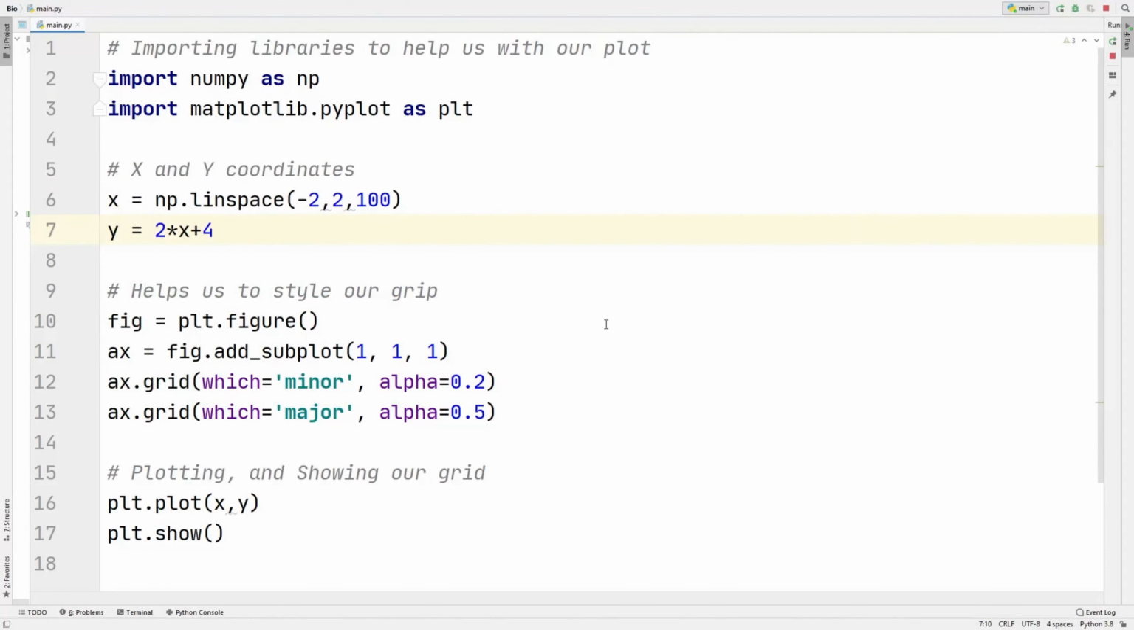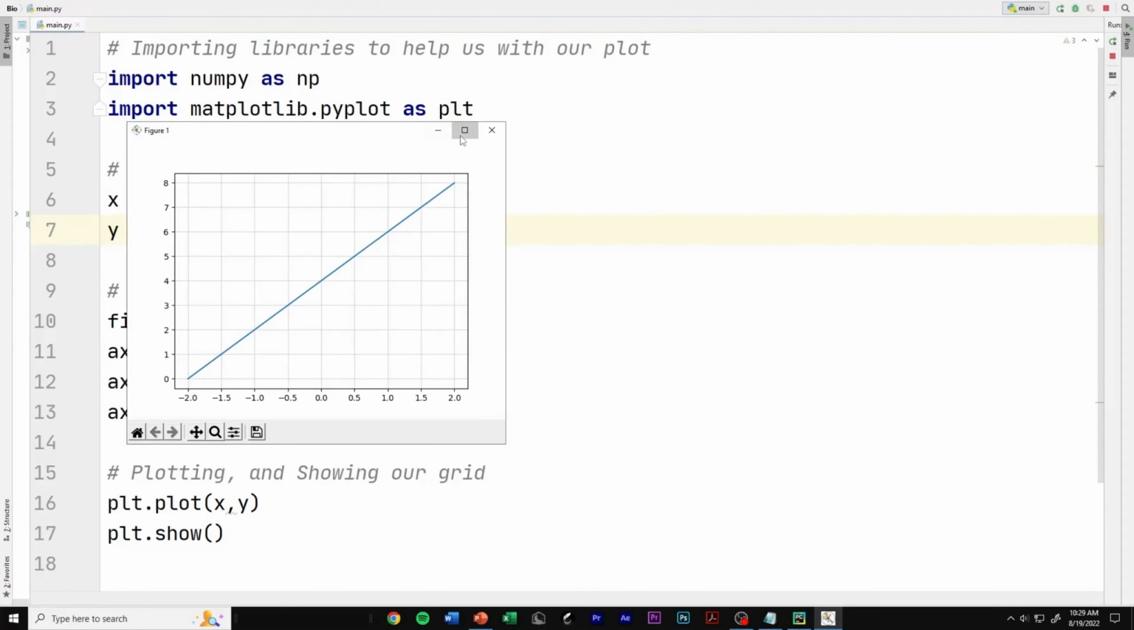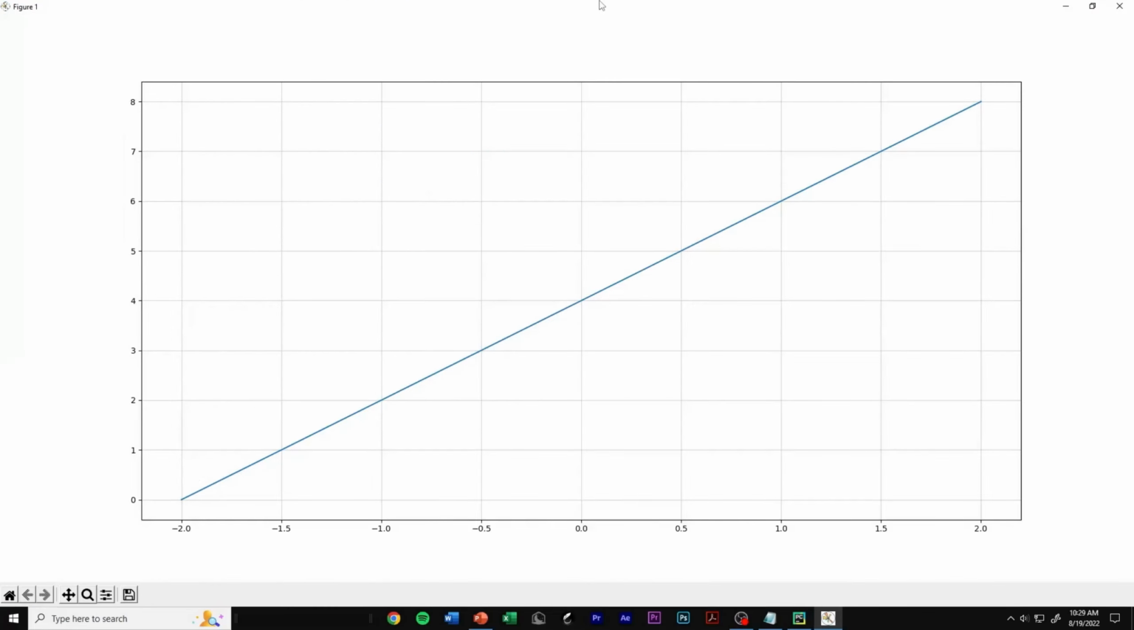So let's rerun this. And it's basically just a straight line. This is a linear equation, so it's just a straight line. If x equals 0, then y will equal 4. If x equals 2, then y will equal 8, because the intercept is plus 4.